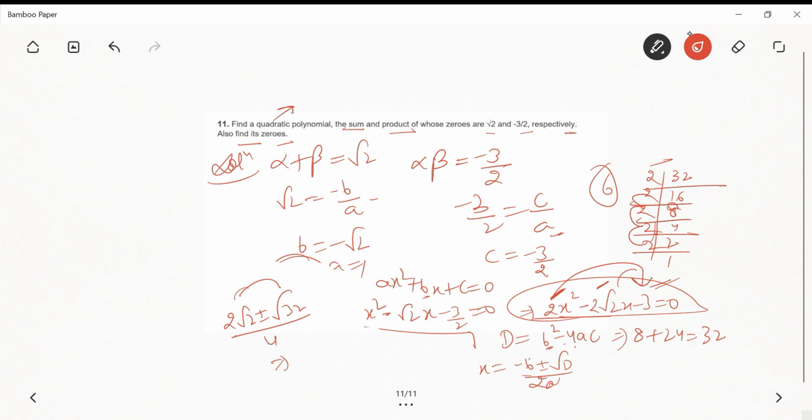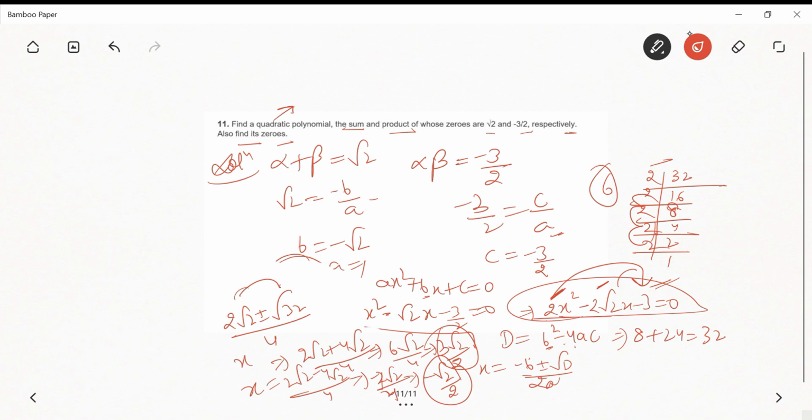So if you add it, first x will be 2 root 2 plus 4 root 2 divided by 4. So you will get 6 root 2 divided by 4. That means 3 root 2 divided by 2. Okay, and second zero will be 2 root 2 minus 4 root 2 divided by 4. So you will get minus 2 root 2 divided by 4. If you cancel it, you will get minus root 2 divided by 2. So this is our second zero and this is our first zero.